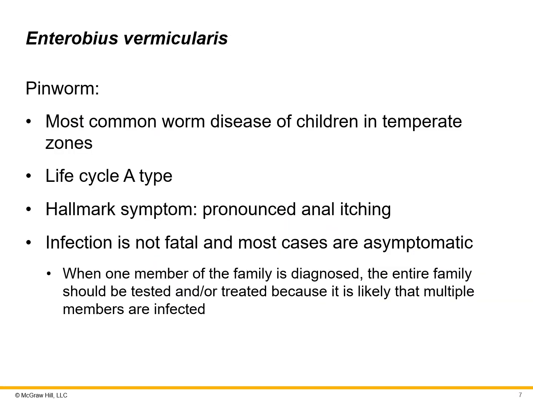All right, our first one looking at here is Enterobius vermicularis, which is one of the pinworms. This is the most common worm disease of children in the temperate zones, which is where we would be. Again, life cycle A, where the eggs are ingested and they mature in the intestines. The hallmark symptom here is a pronounced anal itching. Infection, though, is not fatal, and a lot of times it is asymptomatic.